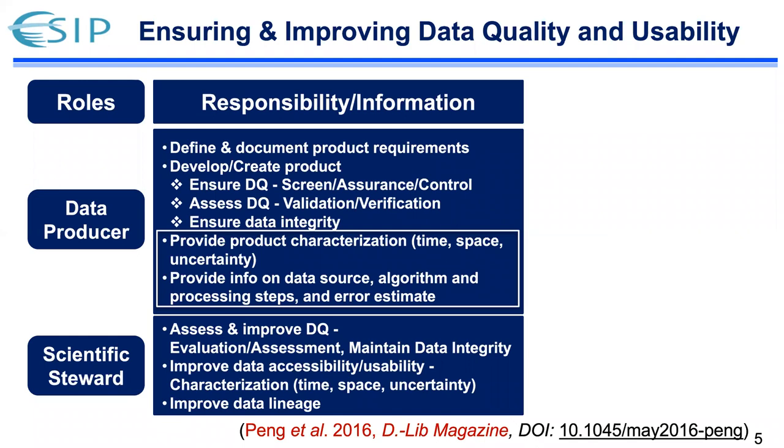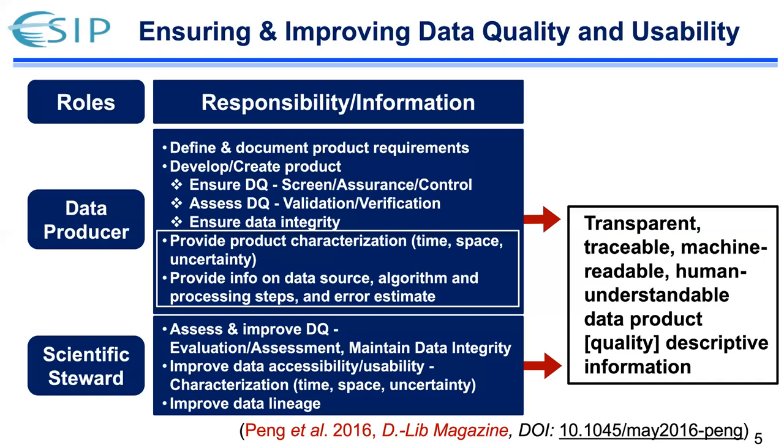This roles and responsibilities paper originated from the challenge and the debate between data centers and the science centers on who should be responsible for curating quality metadata. And some of the roles here, for example, for data producers is to provide the product characteristics as well as information on data sources, algorithm and process steps, error estimates, et cetera. The ultimate goal is to have transparent, traceable, machine-readable, human-understandable data product quality descriptive information.